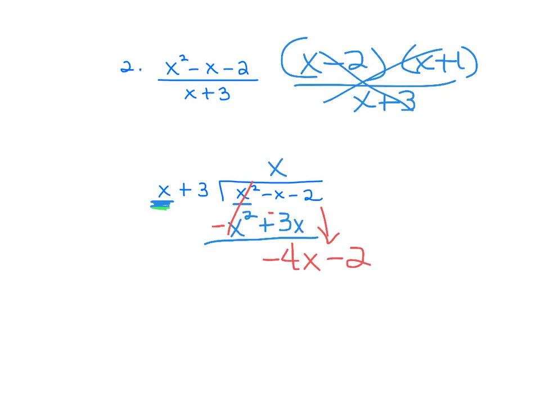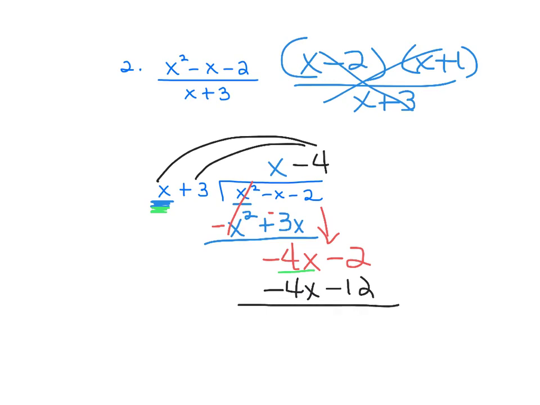What are you going to multiply x by to make it negative 4x? And that would be negative 4. Distribute the negative 4, and you get negative 4x minus 12. Flip the signs, and you get 10.